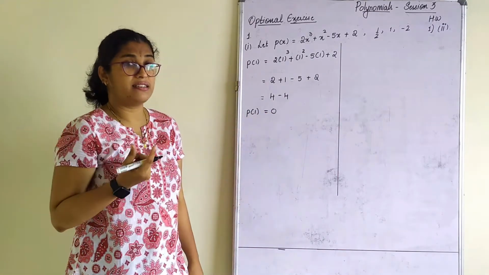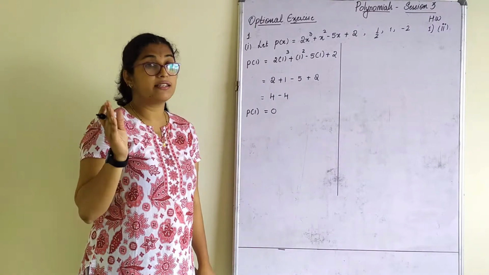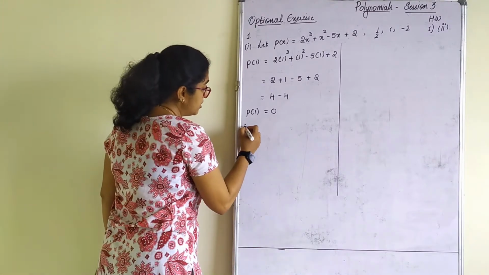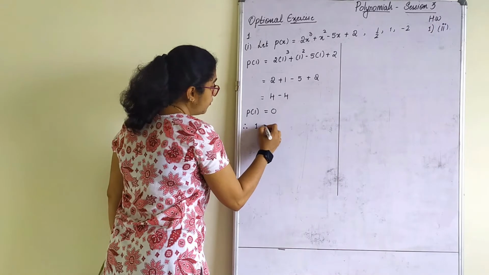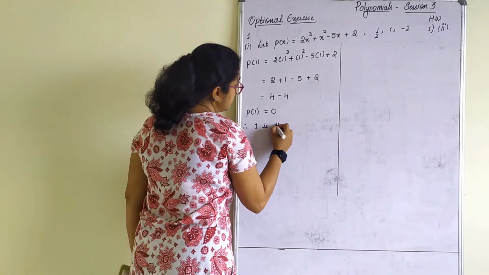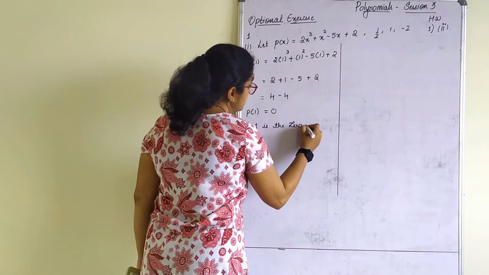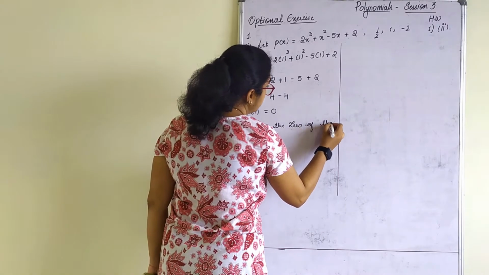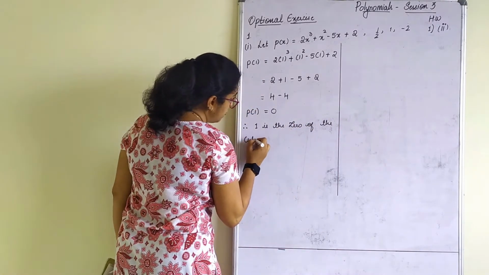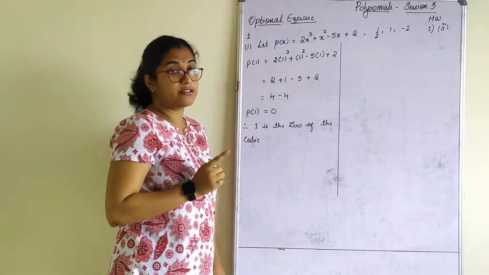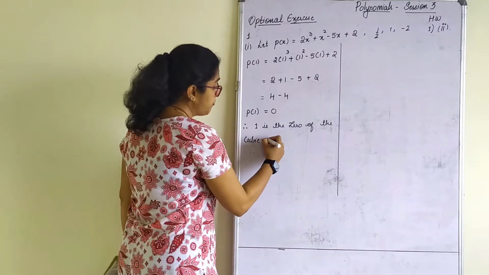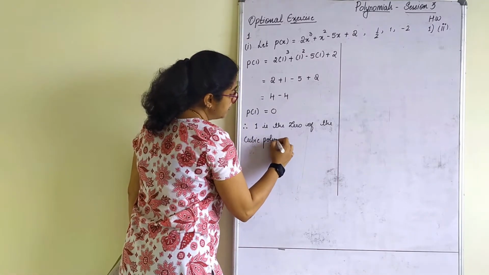With 1 minus sign here and there, the whole sum will go wrong. So give the conclusion. Therefore, 1 is the zero of the cubic polynomial. Conclusion is must and should for these type of sums.